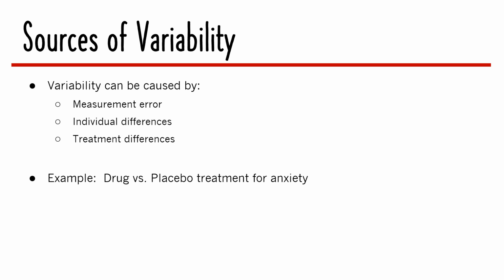For any given data set where we have variability, we want to know where that variability might be coming from. And there are 3 possible places it could come from. One is measurement error, another is individual differences, and then finally we have treatment effects or treatment differences. So we're going to consider this in the context of an example where we have people who are randomly assigned to either receive a drug or placebo, and we're going to measure their anxiety levels after those 2 treatments.